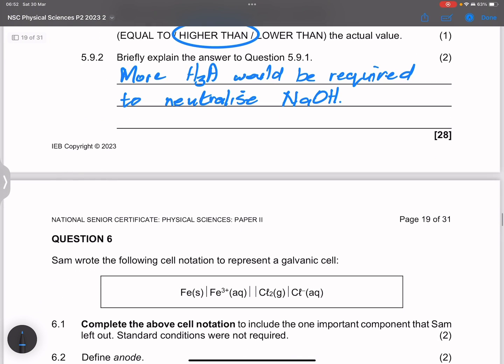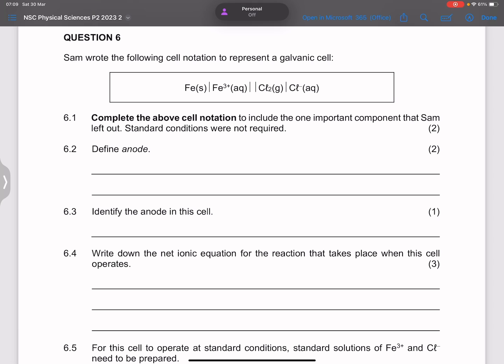And we'll move on to question 6. It says Sam wrote the following cell notation to represent a galvanic cell. So there's our galvanic cell notation there. They say complete the above cell notation to include the one important component that Sam left out. Standard conditions were not required. So what is it that Sam would have left out? Sam left out the fact that when we use a gas, which the chlorine chloride half cell is, we usually use platinum just to indicate there. Or you can use carbon. In this case, this is for electrical contact.